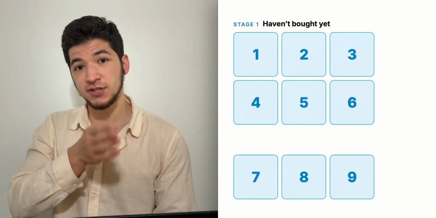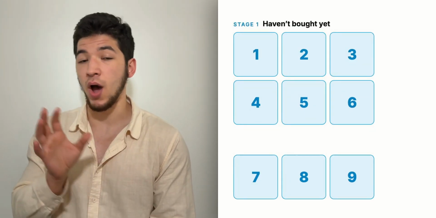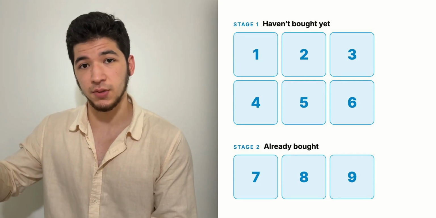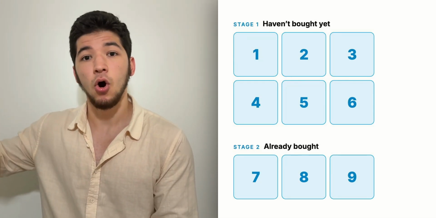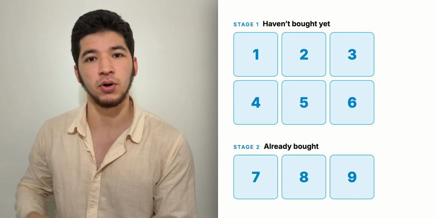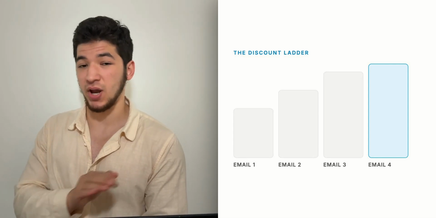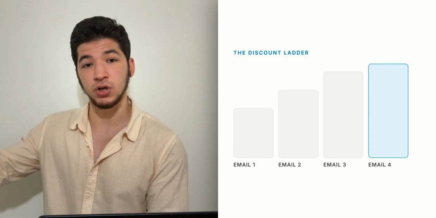Those 9 email flows will divide into 2 stages. First 6 will be focused on visitors who haven't bought yet, and the last 3 will be focused on customers who already bought something and you want to sell them something else or win them back if they haven't bought in a while. You're also going to learn about the proper discount ladder you should use to not kill your margins and absolutely destroy your margins when you start blasting those offers to your customers.